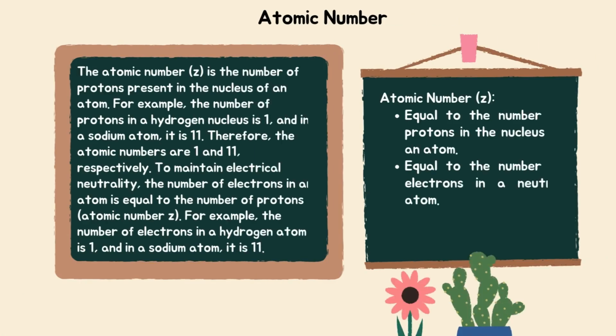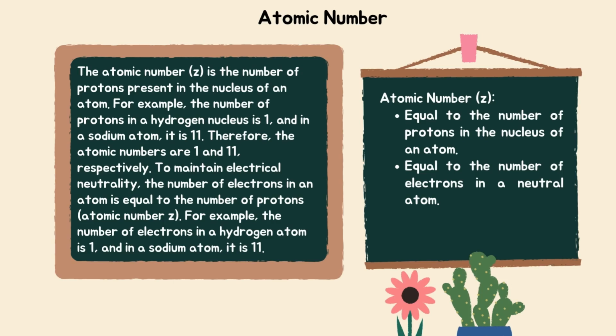Next is atomic number. The atomic number Z is the number of protons present in the nucleus of an atom. For example, the number of protons in a hydrogen nucleus is 1, and in a sodium atom, it is 11. Therefore, the atomic numbers are 1 and 11, respectively.